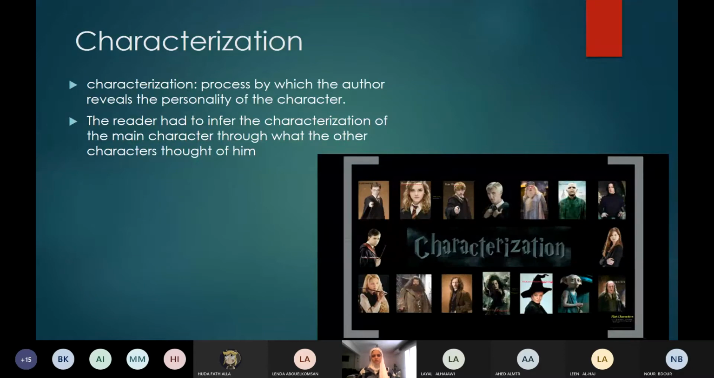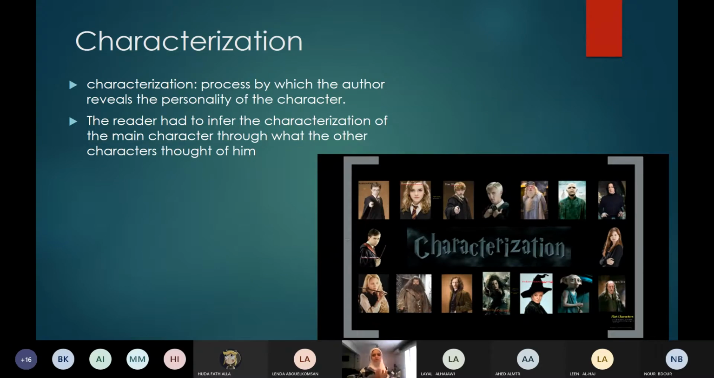Now characterization. What is characterization? Okay, Harry Potter is fiction, right? Because it doesn't happen in real life. It didn't happen before. What is fiction? We said before that fiction is when the author sits with himself and thinks, I want to write about a young magician who has been raised by his uncle, who will go to this school. And the author of Harry Potter is a female. She sat with herself, thought of all of these events, and then decided to build the characters. To build a character, she has to give him characterization.